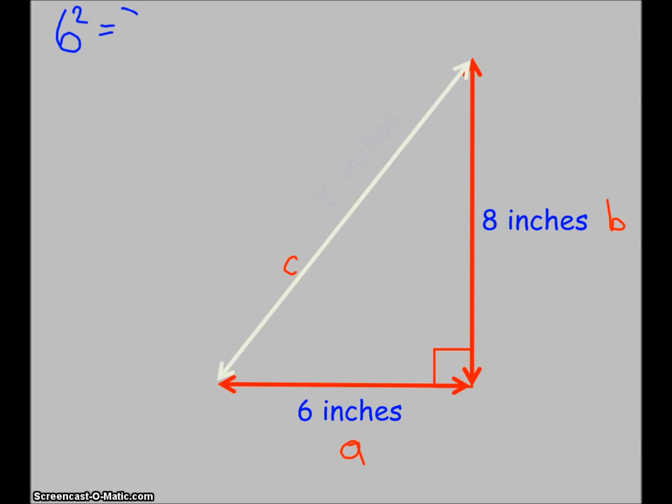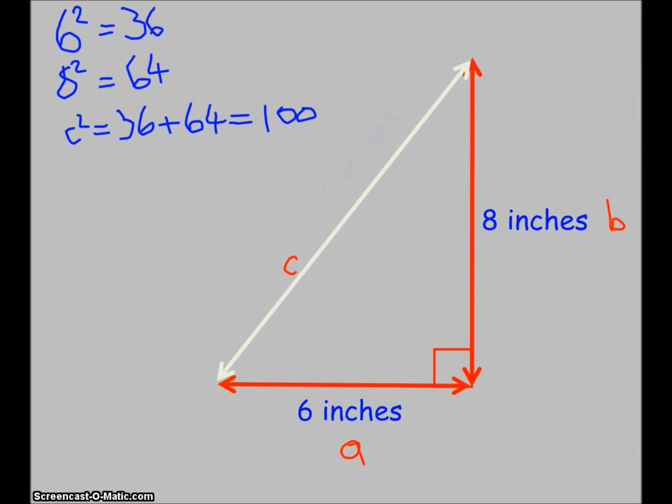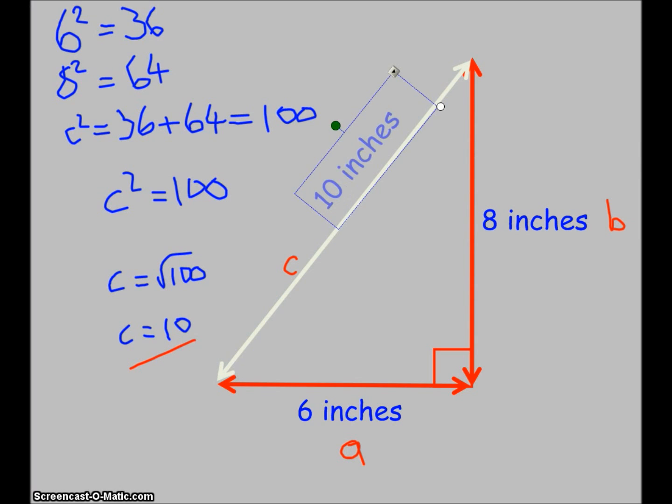So we know that 6 squared equals 36, 8 squared equals 64, and so c squared is going to equal both of these added together, 36 plus 64, which is going to give us 100. So c squared equals 100. But we're looking for just c. So we must remember to square root it so that we end up with c equals the square root of 100, which is 10. And that is your final answer. The distance across our iPad is 10 inches.